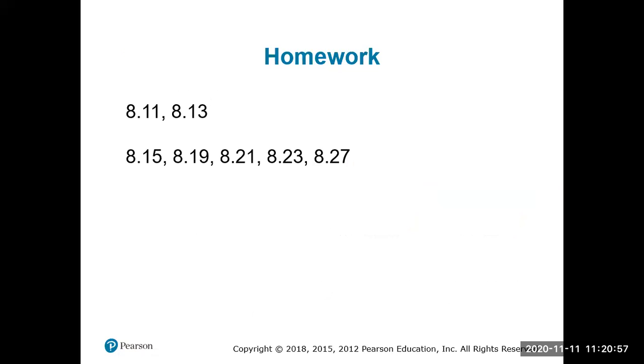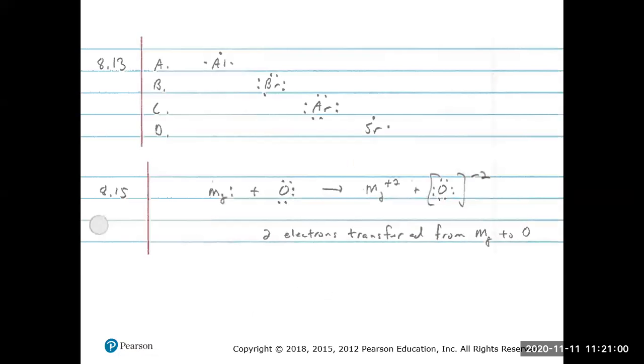So there are a couple of homework problems I'd like to go over here for a bit, just to make sure everyone is on the same page with this. The first one is 8.13, and it asks you to write the Lewis symbol for the atoms of a couple of elements: aluminum, bromine, argon, strontium. What you would do for this, as we said, is write down the symbol for the element, and then go to the periodic table to see which group they were in.